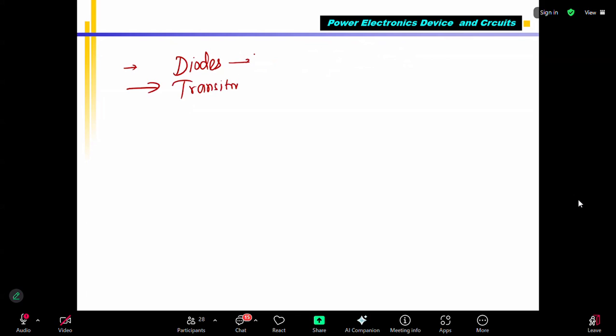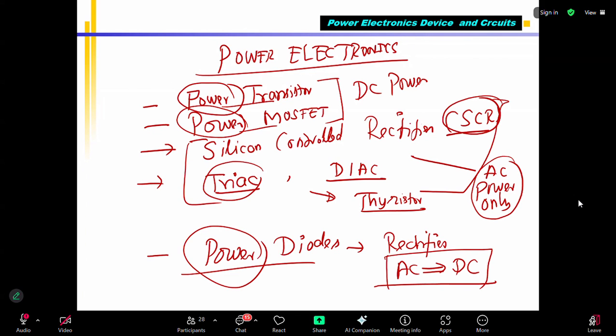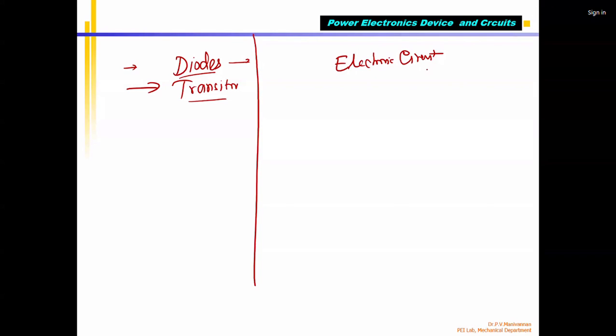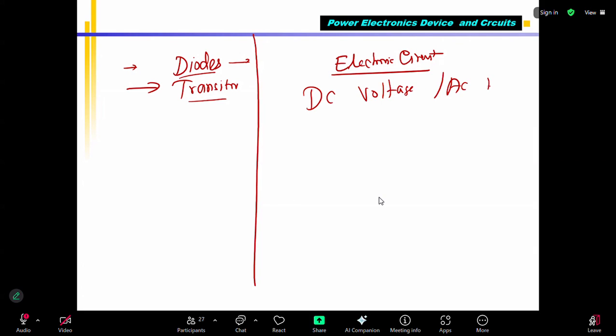When we talk about power electronics, power transistor, power MOSFET, or power diodes, then we talked about diodes and transistors. So what is the difference between a diode and a power diode? What is the difference between a transistor and a power transistor? Generally, in any electronic circuit or electrical circuit, you will be applying a voltage, generally a DC voltage or AC voltage.